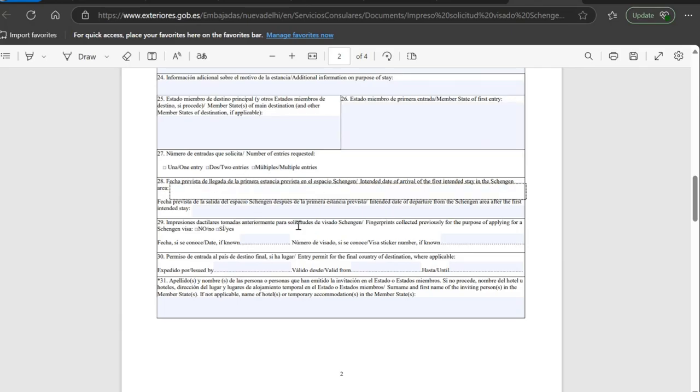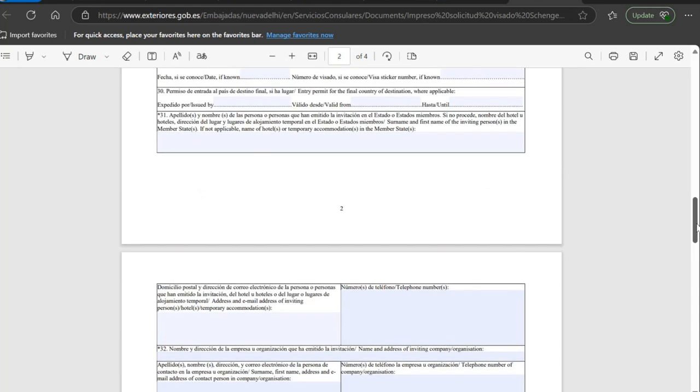Date of arrival and date of departure from Schengen area after the first intended stay, okay. Provide that information. Fingerprints for biometrics collected previously for purpose of applying for a Schengen visa, yes, no. If your first application, you said no, of course. If you write yes, then you need to provide, okay. Entry permit for the final country of destination when applicable, okay. So if you're like, let's say you're going from Europe to US, then you need to provide that information.